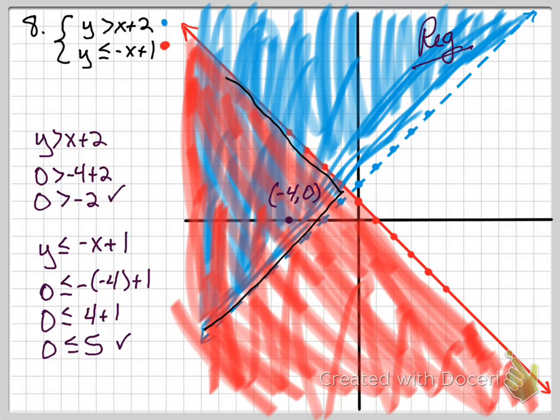Number 8, this was for the regular students. The big thing I want you to notice here is that because I had just a greater than but not equal, then my line is a dotted line, not a solid line. Okay? And then we shaded and we did a test point there where the blue and the red came together, and it worked, so that is the correct area.